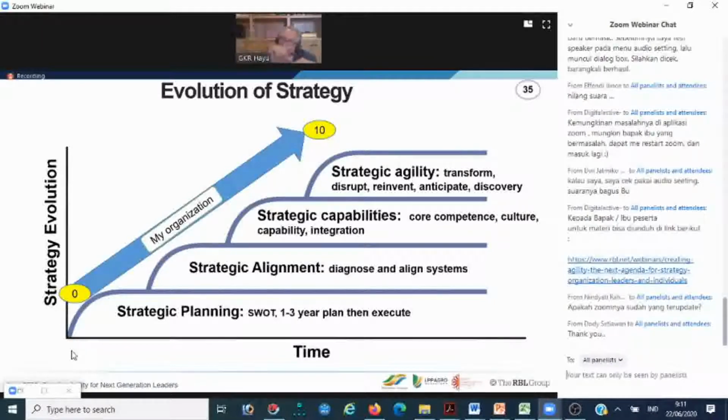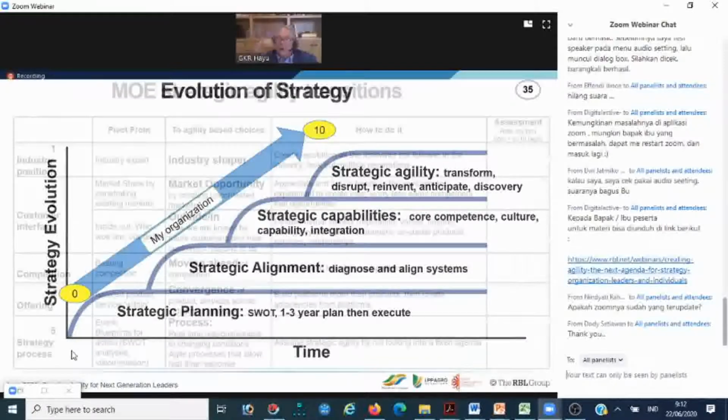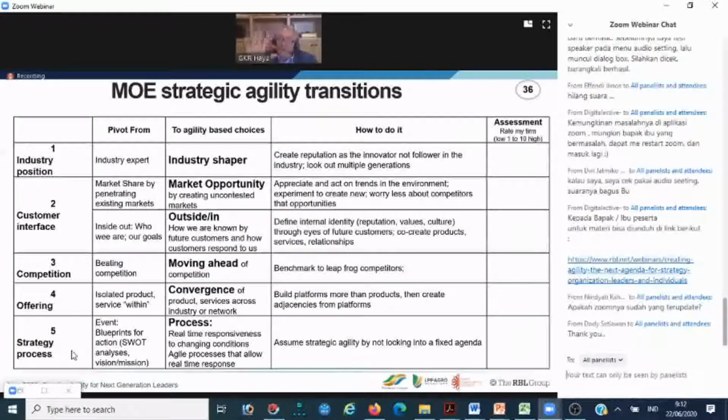Let's start with strategy. How do I create strategic agility? Recognize in my organization, again, I do 0 to 10 kind of moving up. We used to do strategic planning. Strengths, weaknesses, opportunities, threats. I put SWOT. I'm sorry, I should have spelled it out. Strengths, weaknesses, opportunities. What's my 1 to 3 year plan? Then we did alignment. How do I diagnose and align my systems? Then we did strategic capabilities. Now we're doing strategic agility. Does my organization transform, disrupt, reinvent, and rediscover itself quickly? And perhaps more than ever, public sector organizations have to do that. So how do I do it?